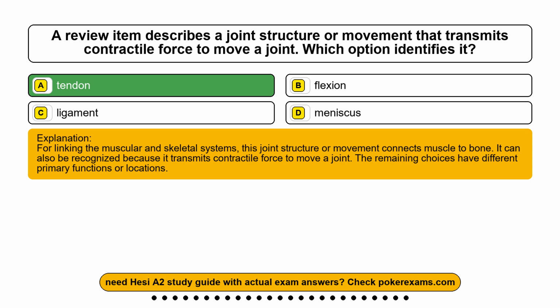Tendon. For linking the muscular and skeletal systems, this joint structure or movement connects muscle to bone. It can also be recognized because it transmits contractile force to move a joint. The remaining choices have different primary functions or locations.